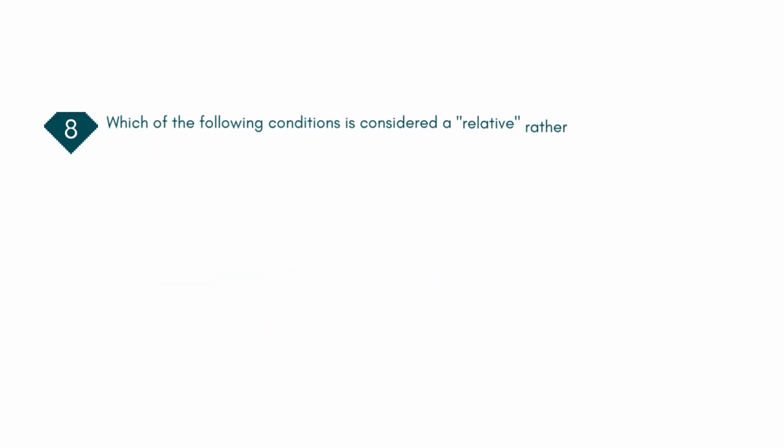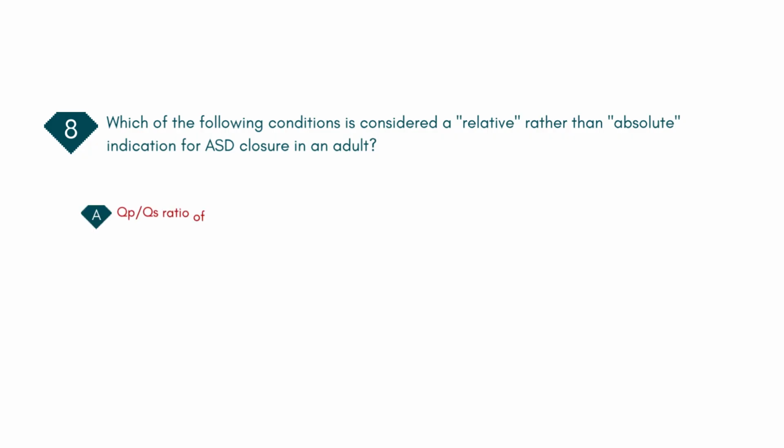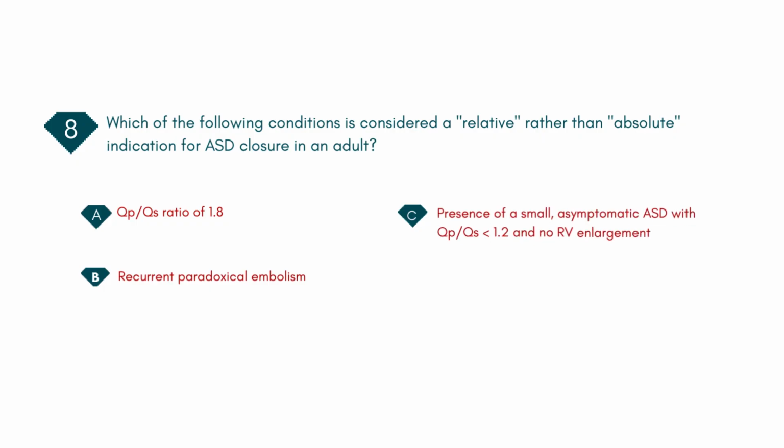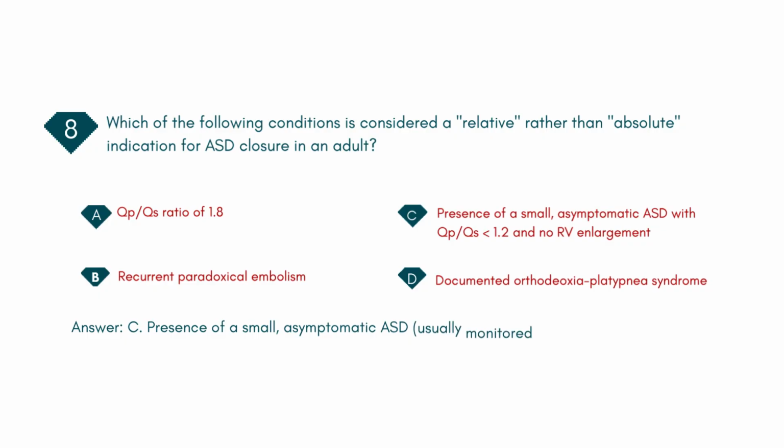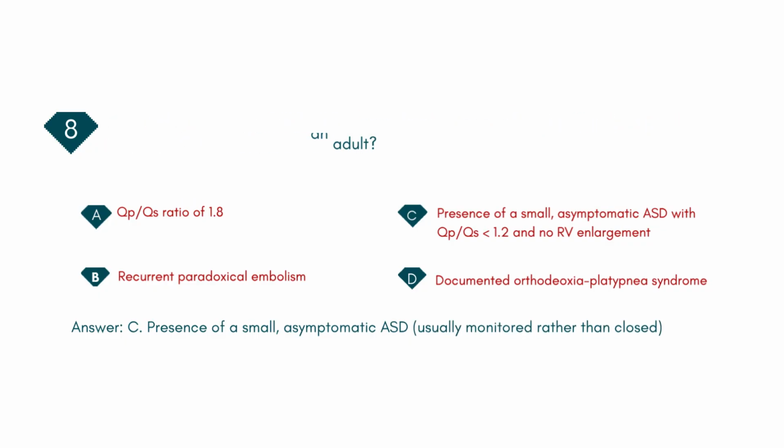Which of the following conditions is considered a relative rather than absolute indication for ASD closure in an adult? A. QP/QS ratio of 1.8. B. Recurrent paradoxical embolism. C. Presence of a small, asymptomatic ASD with QP/QS 1.2 and no RV enlargement. D. Documented platypnea-orthodeoxia syndrome. Answer: C. Presence of a small, asymptomatic ASD, usually monitored rather than closed.